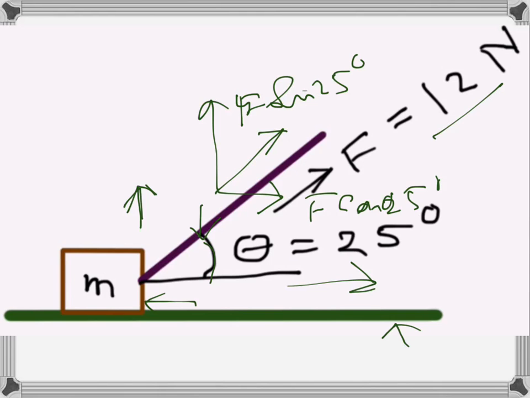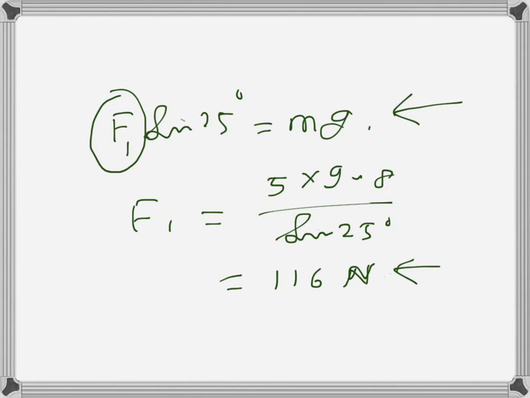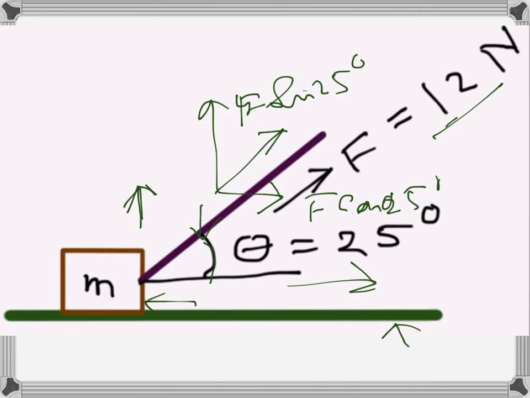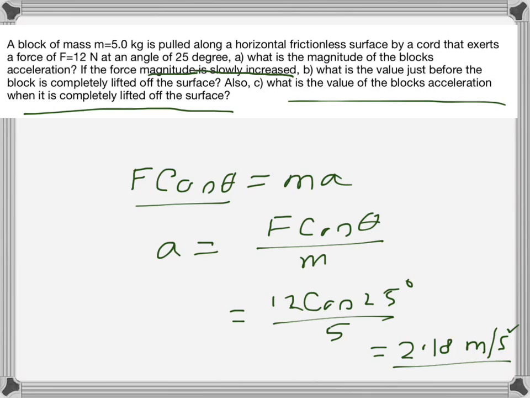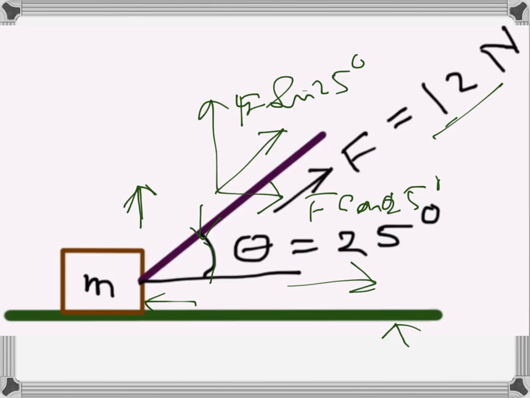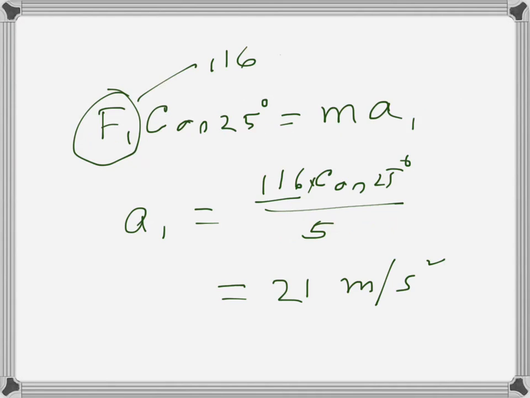Initially, when our 12 Newton force was working, the acceleration was 2.18. And then when the force was slowly increased, there was a point, much higher, at 116 Newton of force, when the object will be lifted off the surface completely, and at that time the acceleration is 21 meters per second squared.